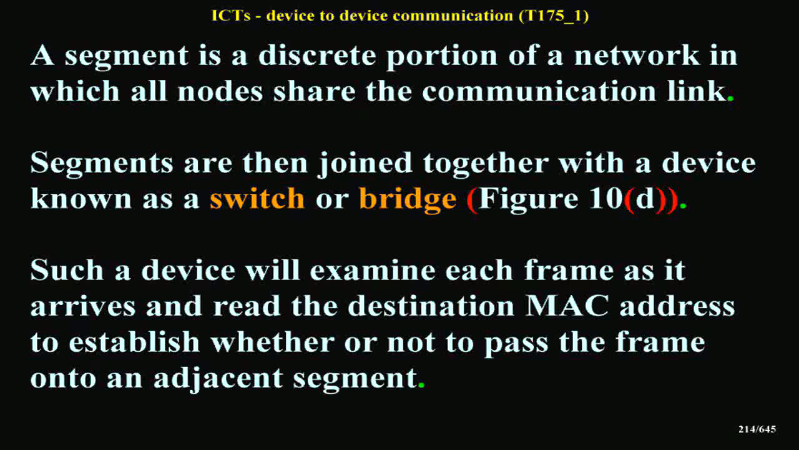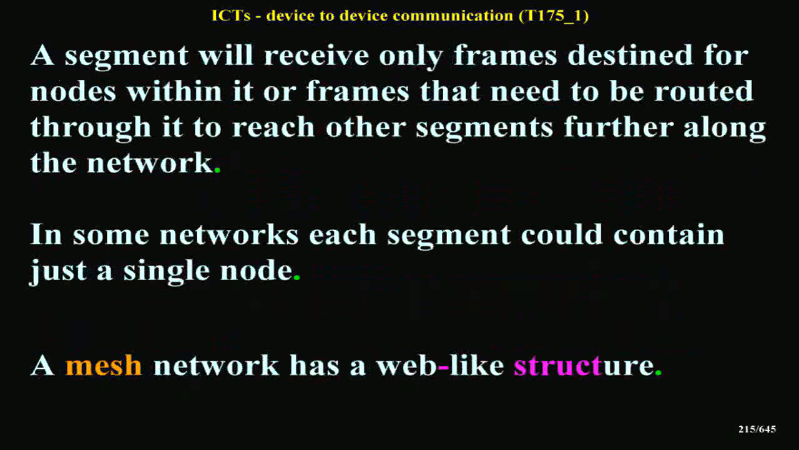Such a device will examine each frame as it arrives and read the destination MAC address to establish whether or not to pass the frame onto an adjacent segment. A segment will receive only frames destined for nodes within it or frames that need to be routed through it to reach other segments further along the network. In some networks, each segment could contain just a single node.